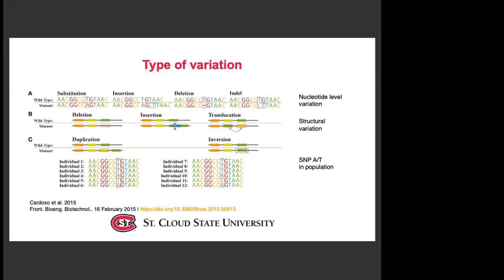Okay, so let's talk about the 0.2% variation. There are mainly two types of variations we are talking about. The first one is what we call the nucleotide level, the base pair level. You can see, for example, here, those are identical.